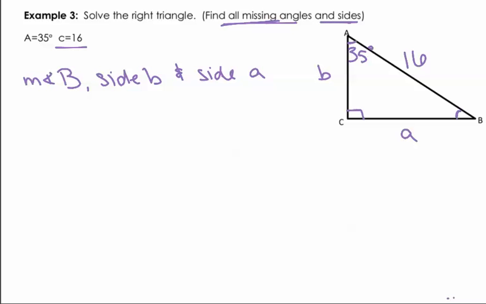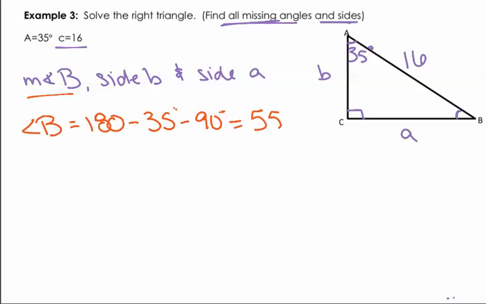So the easiest thing to find is the measure of angle B, because inside a triangle all the angles add up to be 180. So angle B is going to be 180 minus the 35 degrees from angle A minus the 90 degrees from angle C, which will give us 55 degrees. So that's the measure of angle B.